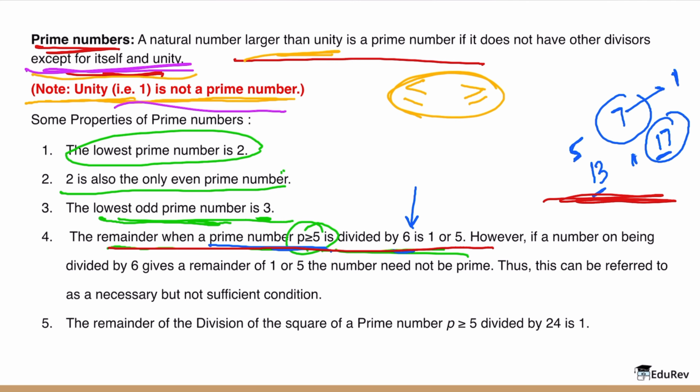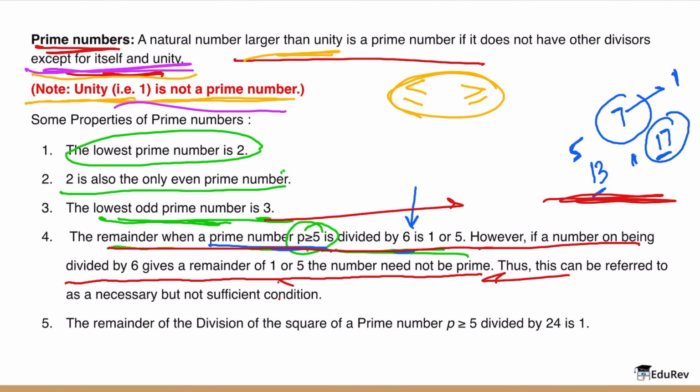Okay. So what is next? It says, however, if a number being divided by 6 gives a remainder 1 or 5, the number need not be prime. This is true. What they basically want to say is that the forward direction is applicable, but the reverse is not applicable. Like for example, we can say that Earth revolves around Sun, but Sun does not revolve around Earth. These two examples don't exactly coincide, but I guess you understood what I want to say.